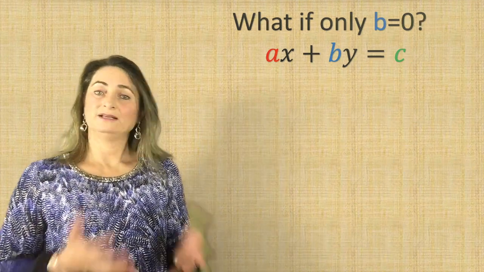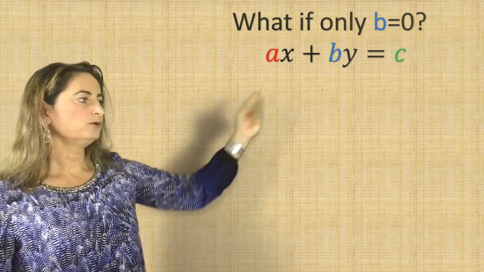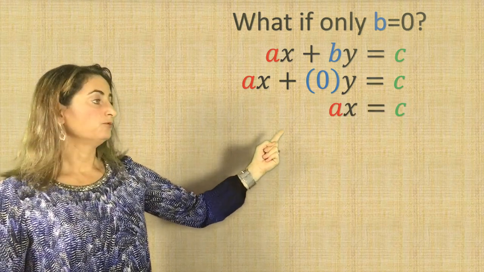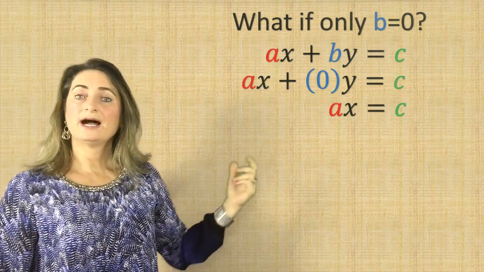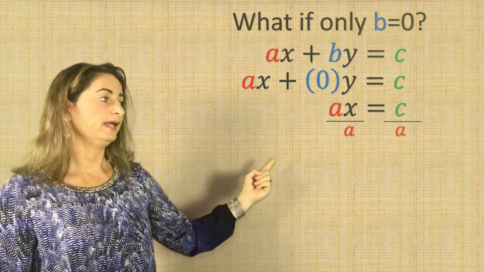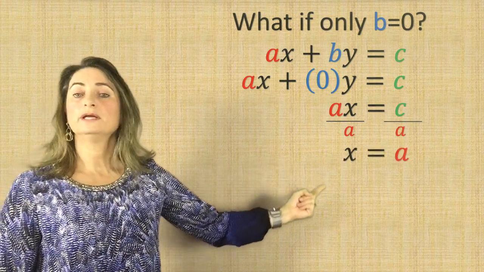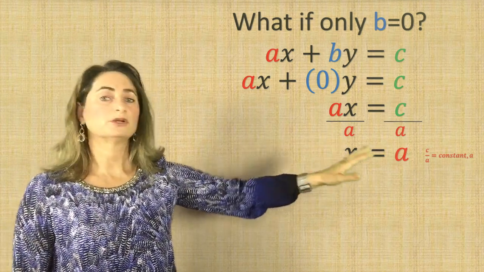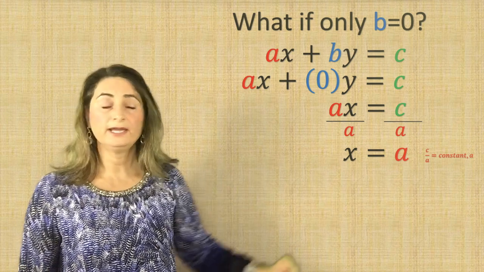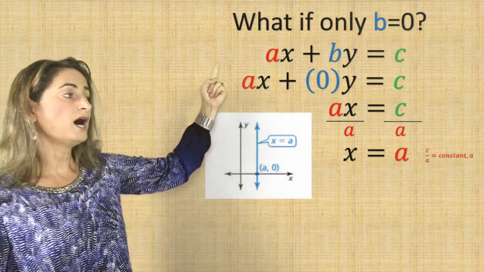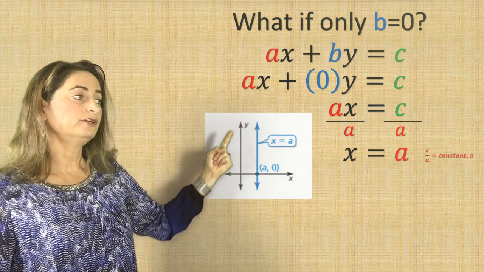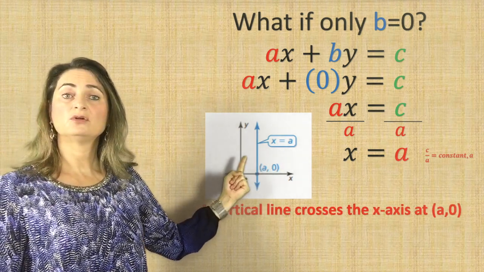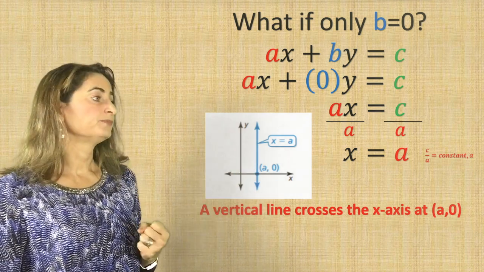Now what if only b equals 0? Here's the equation, substitute b with 0. 0 times y is 0, so you end up with ax equals c. Isolate x by dividing both sides by a, you end up with x equals c divided by a. We named it a because c divided by a gives you a constant, so we can all be on the same page, so let x equal a. Now if we graph it, watch how you will end up with the vertical line that crosses the x-axis at point a, 0, and that's called the x-intercept.